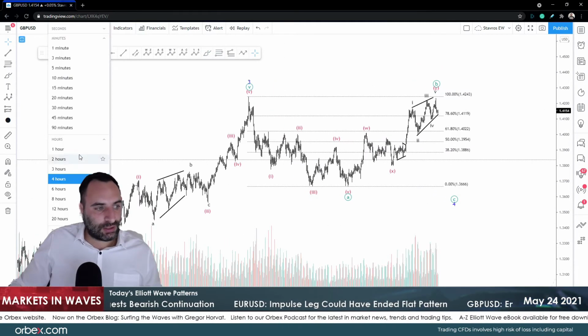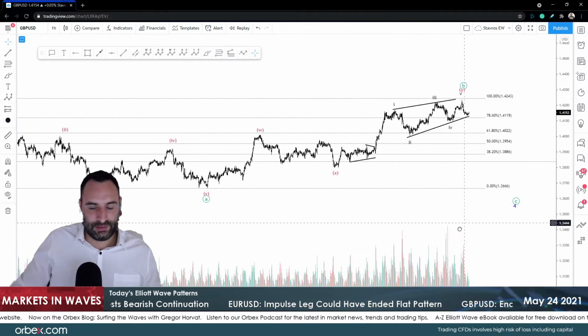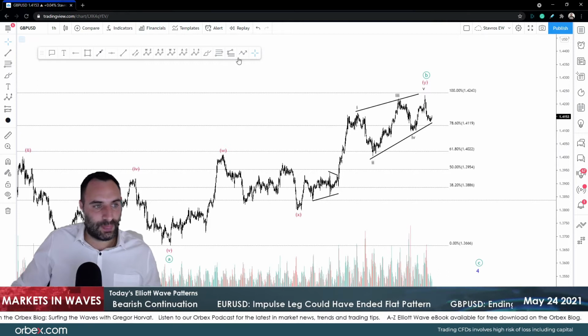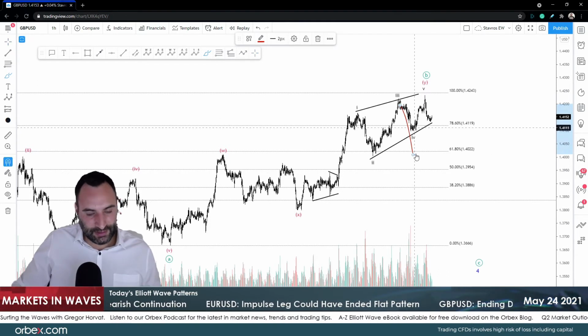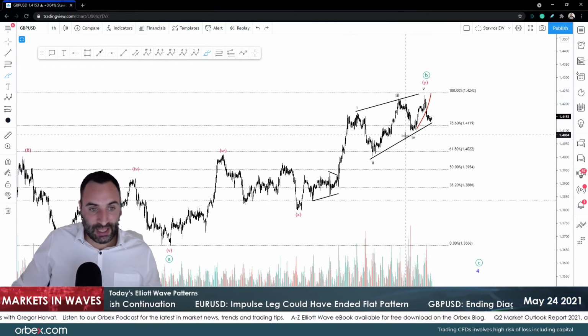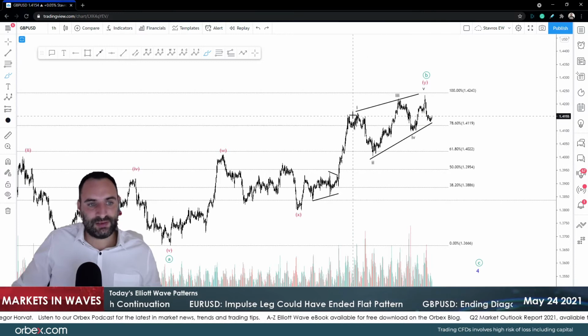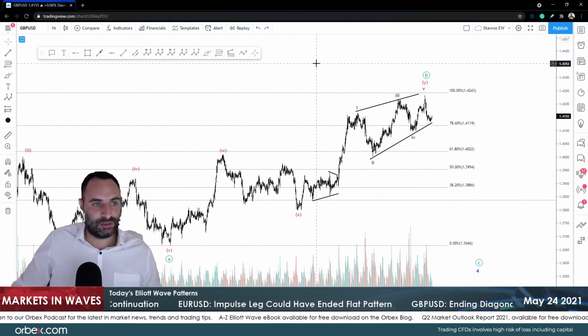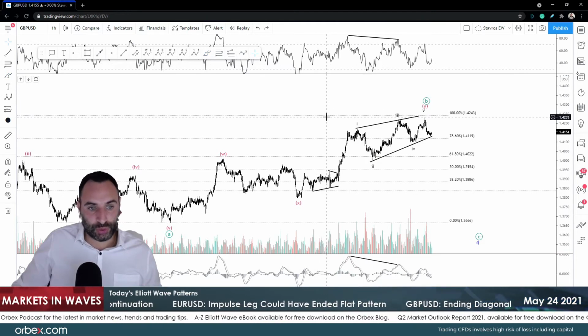Now, what really happened since last time we saw the pound over here is that we were expecting, obviously, to break, right? So we had another leg up for a fresh high. And that leg up gave us the opportunity to draw an ending diagonal, which to me looks good.